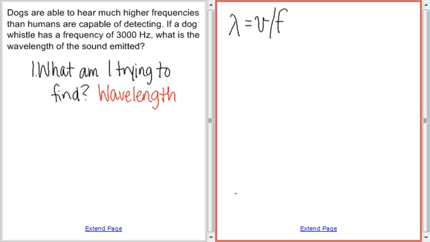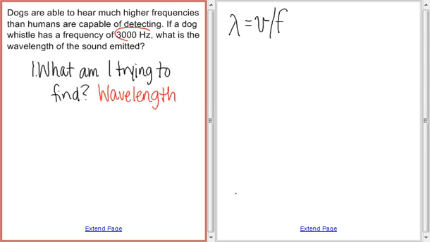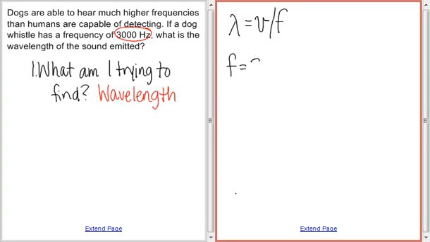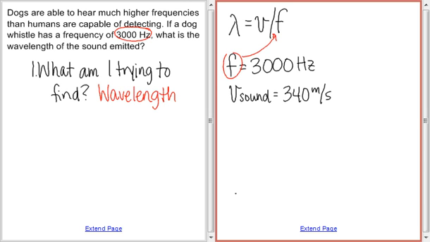Now, in your problem, what are you given? You are given this piece of information right here. That's a frequency. You know what the frequency is. So you know right away that f is equal to 3,000 hertz. Remember what I told you at the very beginning, that the velocity of sound, or the speed of sound, is equal to 340 meters per second. If you have your velocity and you have your frequency, that's simply a plug and chug type of deal.